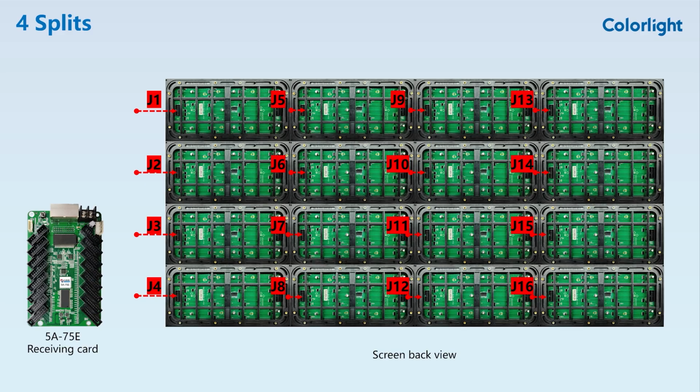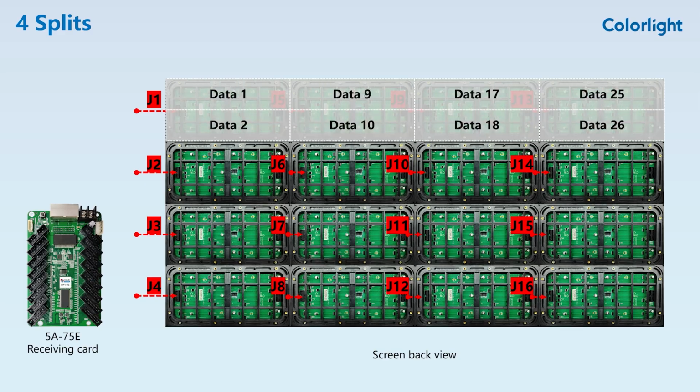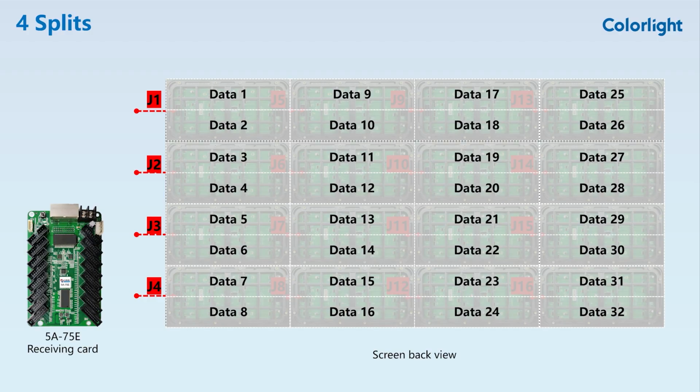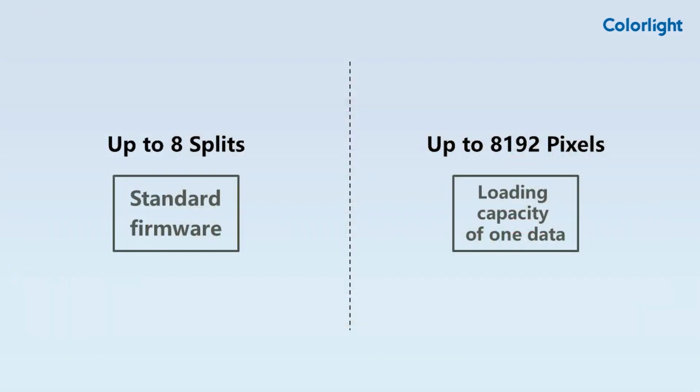Likewise, the data for 16 modules is provided by 16 interfaces of the receiving card. Each module is not cascaded with others and is controlled by a single interface. These modules are divided into 4 columns. The approach of using 4 columns of data groups to control the pixels in the data cascade direction is referred to as 4 splits. Similarly, other split styles follow the same principle.